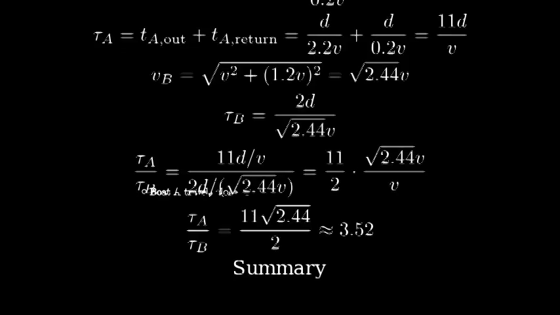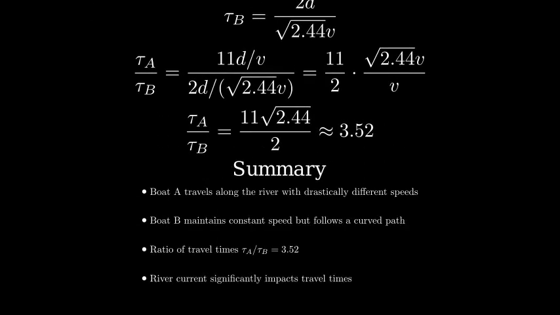In summary, we've solved this riverboat problem by analyzing the motion of each boat and calculating their travel times. Due to the river current, boat A experiences dramatically different speeds when traveling with or against the current. Meanwhile, boat B maintains a constant speed but follows a curved path. The ratio of travel times, tau A over tau B, is 3.52, which means boat A takes significantly longer to complete its journey. This demonstrates how river currents can dramatically impact travel times, even when boats travel the same distance.